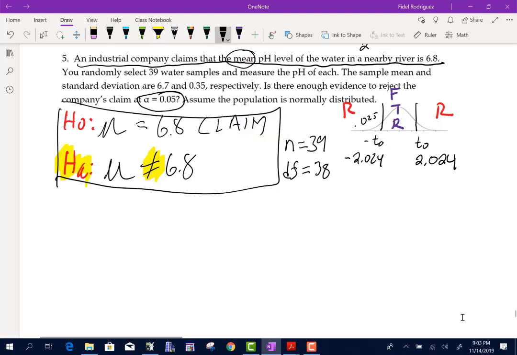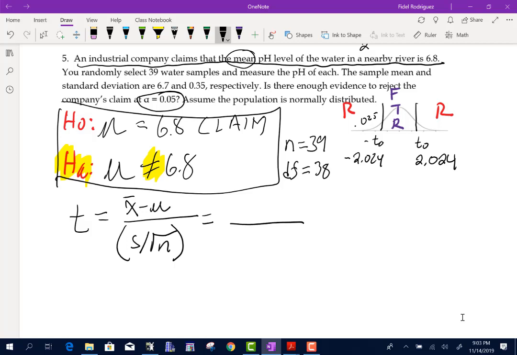Okay, so now let's do the same thing we did before, guys. We're going to find our t value. So look, I'm just going to copy down my formula. And now let's go ahead and do a little plug and chug. All right, so let me think about what my x bar and what my s is and all that stuff here. Let me write those values down before I even start to plug in. What is my x bar in this case? Look what it says right here, guys. The sample mean and standard deviation are 6.7 and 0.35 respectively.